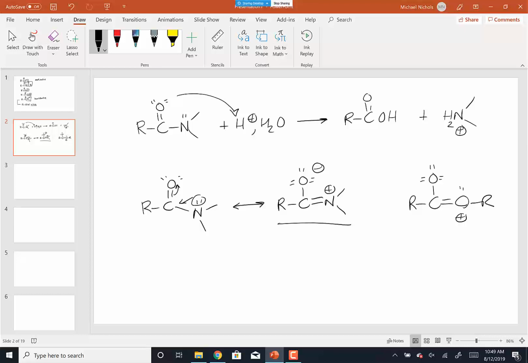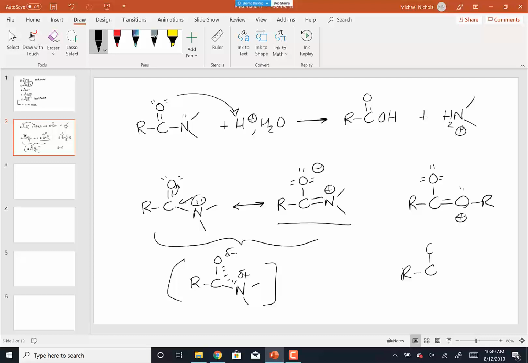So it's not stable. However, what would be the resonance hybrid of these two? Because even though it's not very stable, it is still kind of contributing. If I was to write the resonance hybrid for this, the oxygen would be slightly negative and the nitrogen would be slightly positive. So this would be the resonance hybrid. And the resonance hybrid for the ester would look exactly the same.